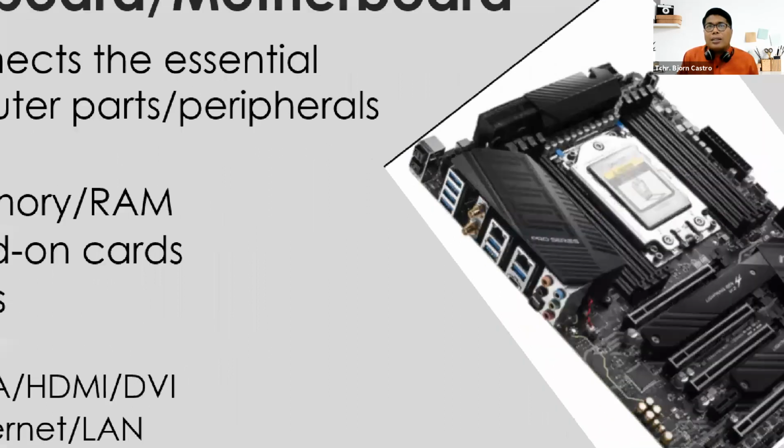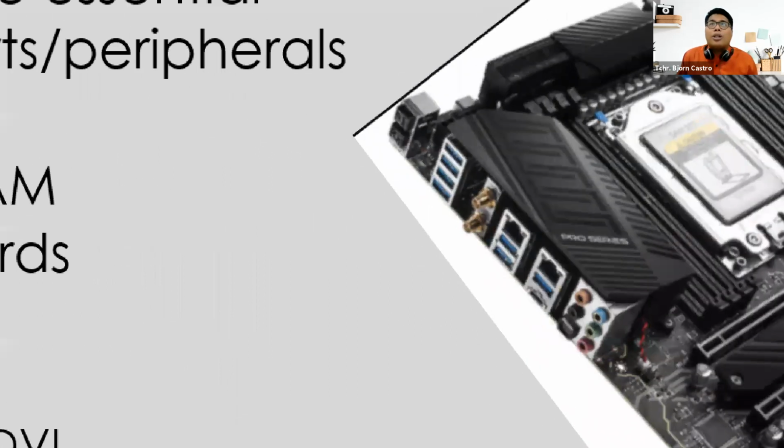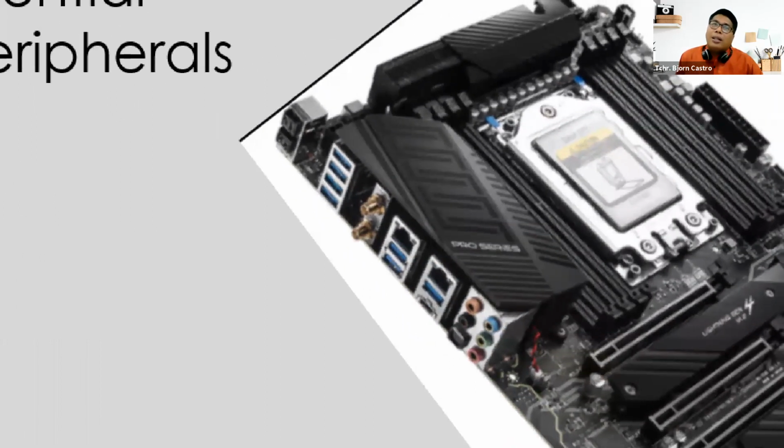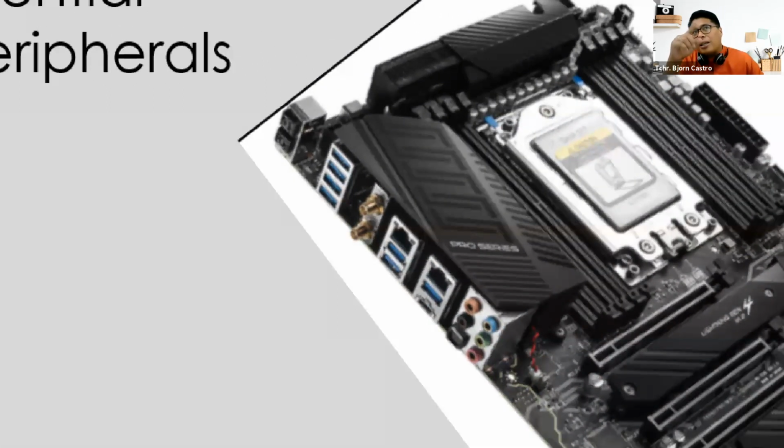So let us zoom this up. In your motherboard here, you can already see the USB. The gold part that you see is actually an antenna connector for your Wi-Fi. You have your Ethernet or LAN port, your network port, internet port.